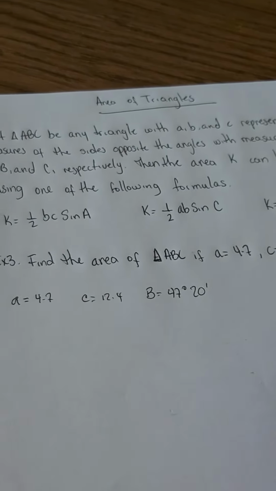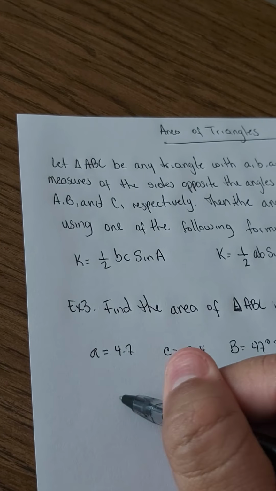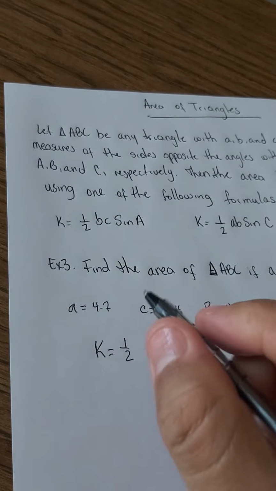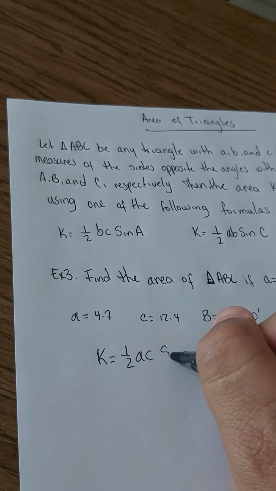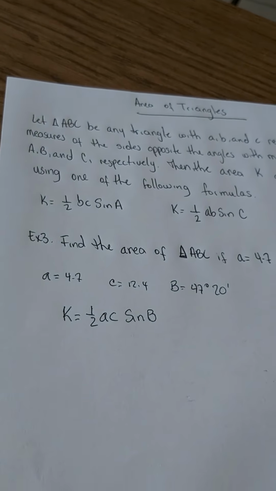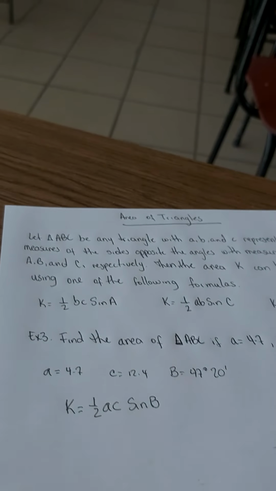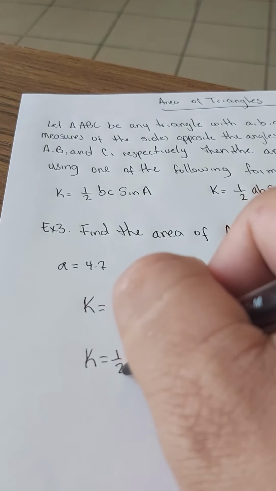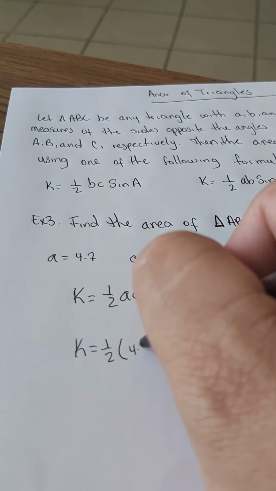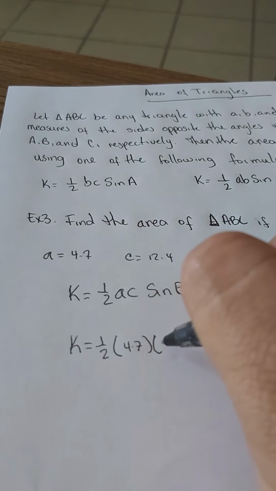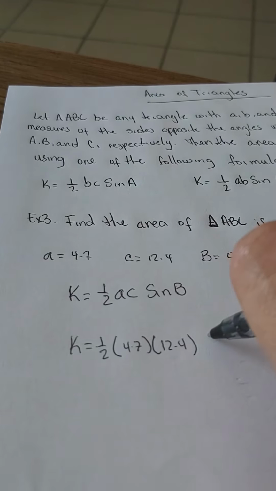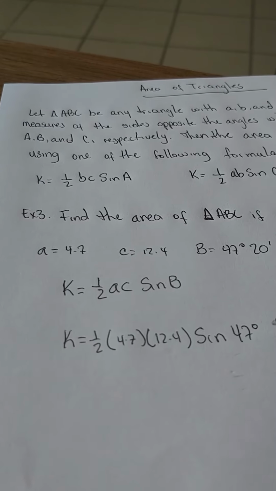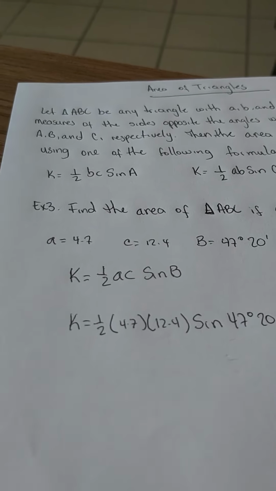We're going to use the formula K equals 1/2 A times C sine of angle B. All we have to do is substitute. K equals 1/2 times A, 4.7, times C, 12.4, times sine of 47 degrees 20 minutes.